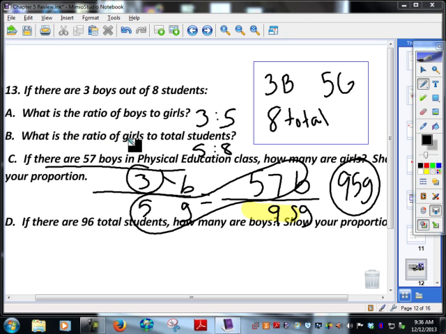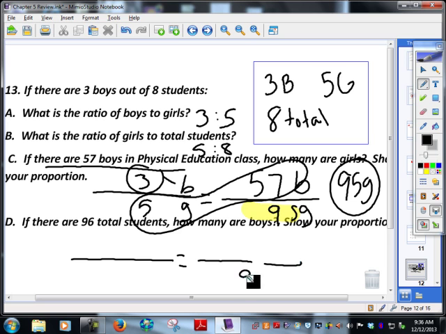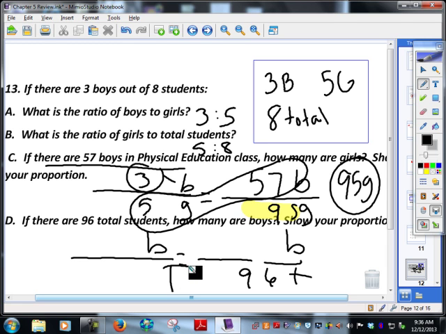Last one, real quick. I go in here and I say, okay, what information are they giving me for my real? What are they asking for? They are giving me a total. So that's either going to go here or here. Where does the total always go? Bottom, second term. So I'm going to put 96 total, and I'm asking how many of them are boys. Okay, so now I know my ratio is boys to total. And I go up to my fake ratio and I say, okay, the ratio is 3 to 8. Right, guys? 3 to 8.